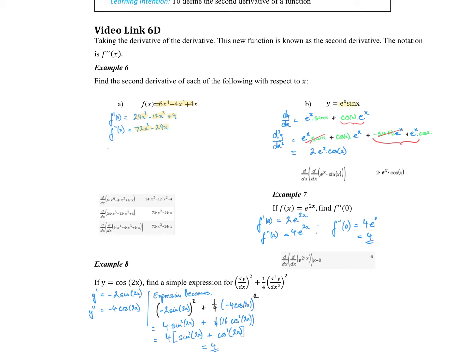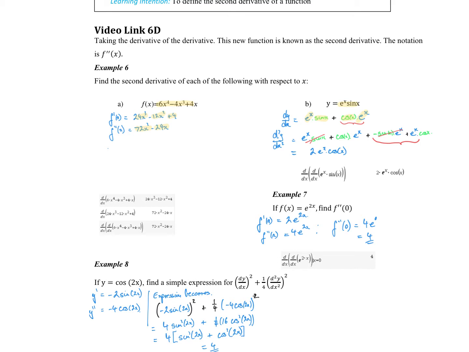Here we have e to the x sine x, so we have a product, two distinct functions here, e to the x and the sine x multiplying, so we know it's a product rule. So obviously derivative of the first, which is e to the x, times the second, plus derivative of the second, so the derivative of sine x is cos x, times the first. So there's my derivative function.